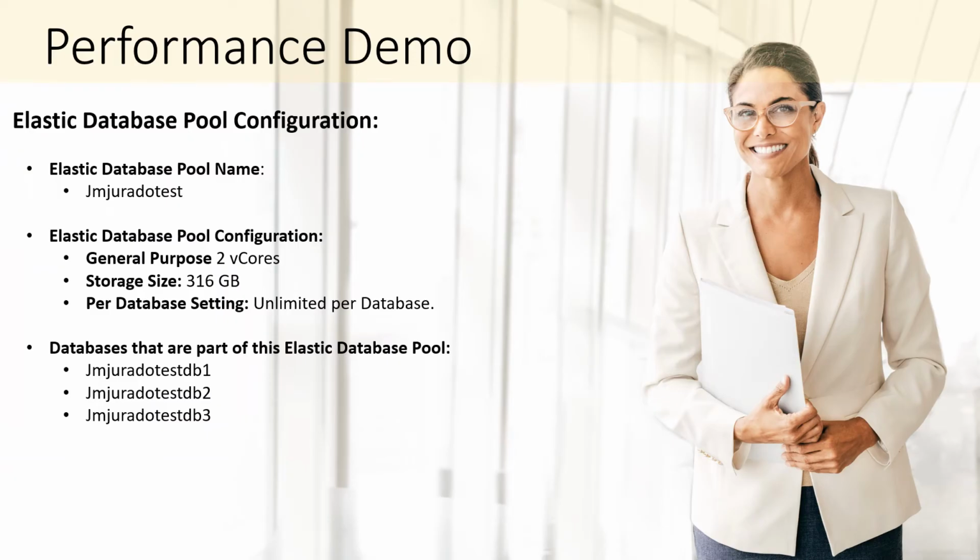Let's get started. What is the Elastic database pool configuration? Right now the pool name is GM Jurado test. The configuration that I have is general purpose with 2 vCores and a storage size of around 300 gigabytes. Right now I don't have any limitation in terms of number of vCores per database. The databases that are part of my Elastic pool are 3: GM Jurado test 1, 2, and 3.